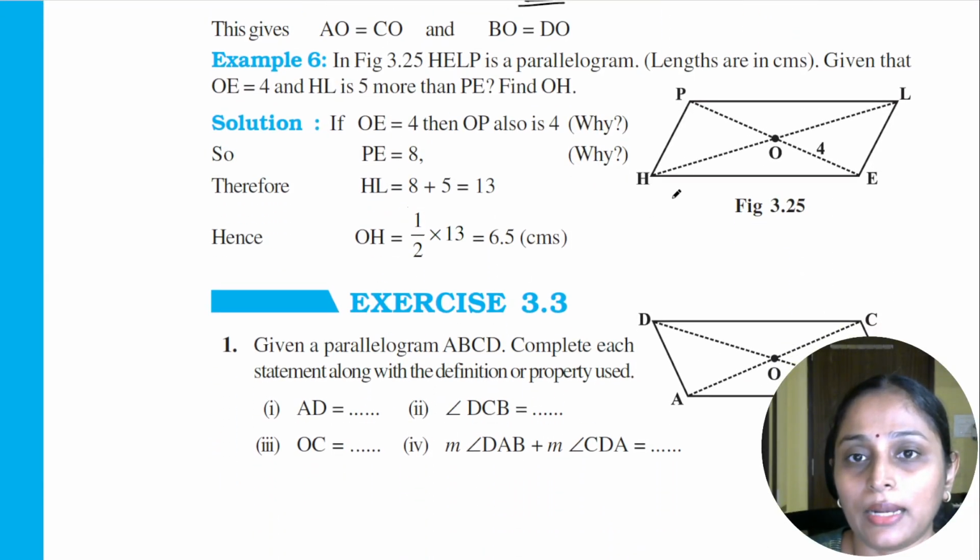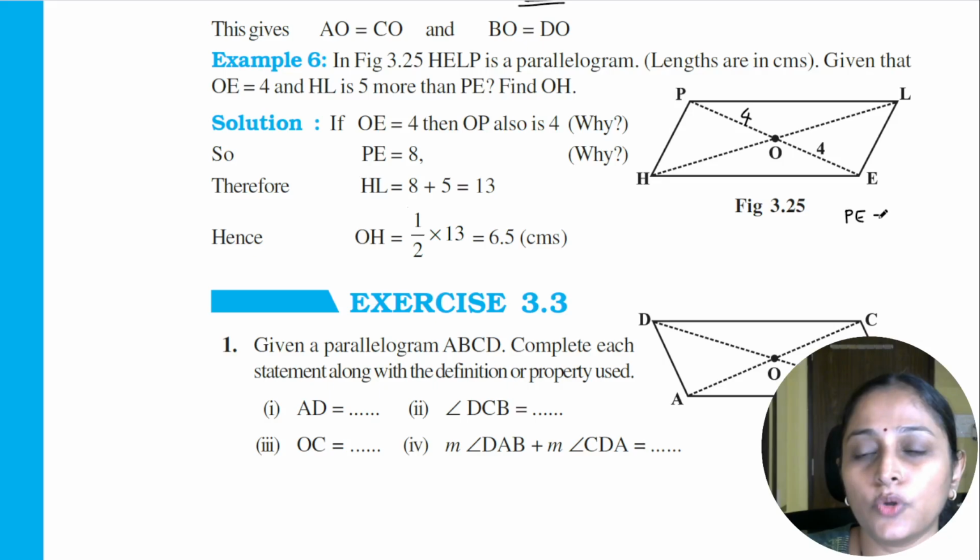Now, if I have a parallelogram, okay, they have given a solved example. OE is given as 4, HL is 5 more than PE. Now, if OE is 4, what is OP? This is also 4. That means PE in total is going to be 8. And HL, they're saying, is 5 more than PE. Therefore, HL is 13. Right? So, if HL is 13, then OH is half of that, which is 6.5.